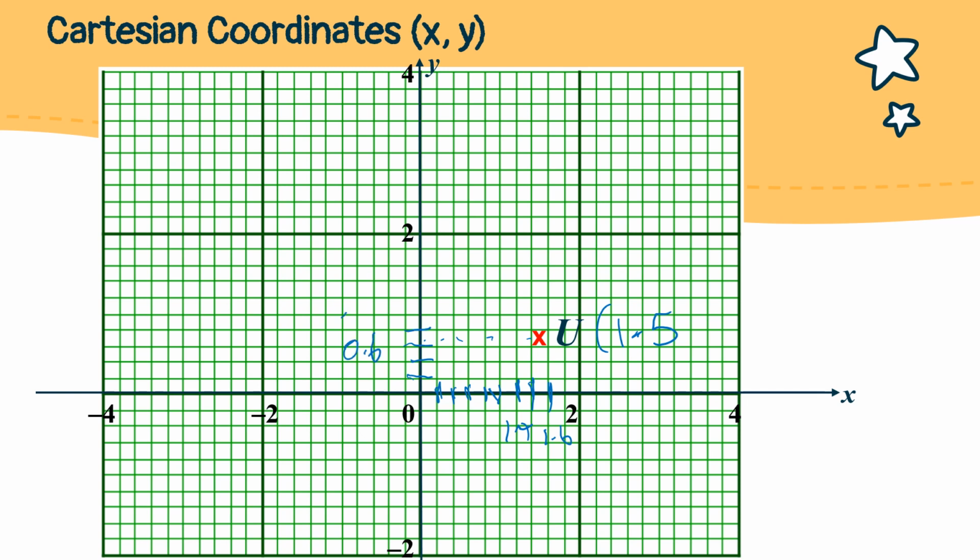The next line is 0.8. So what is in between 0.6 and 0.8? It is 0.7. Once again, we change the scale.